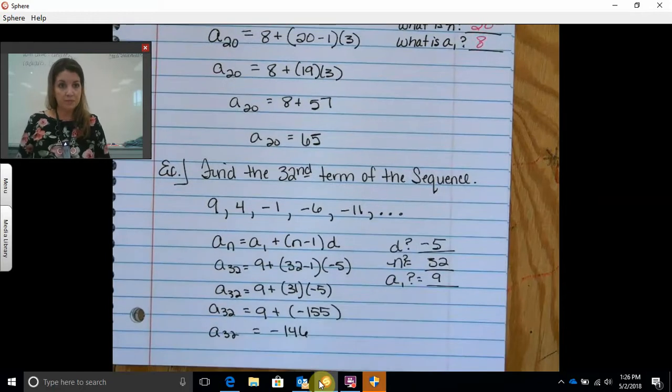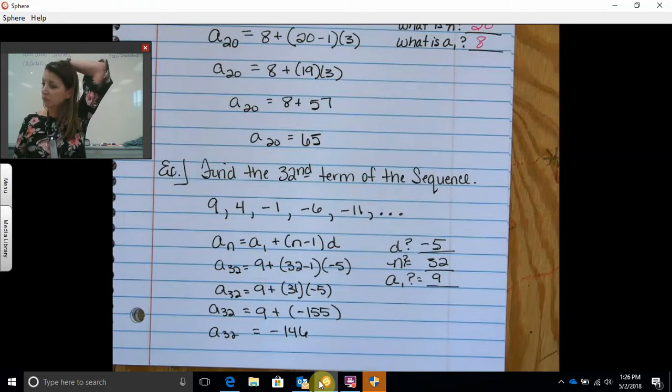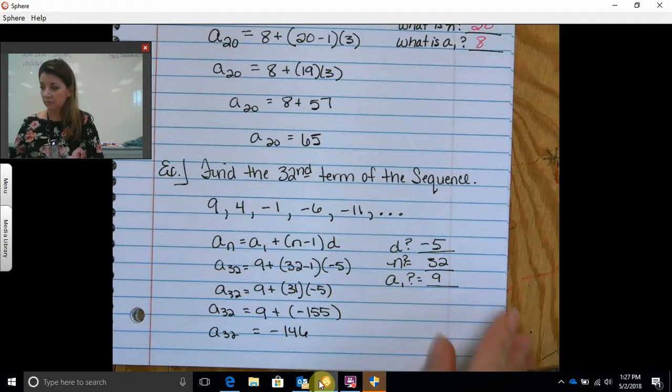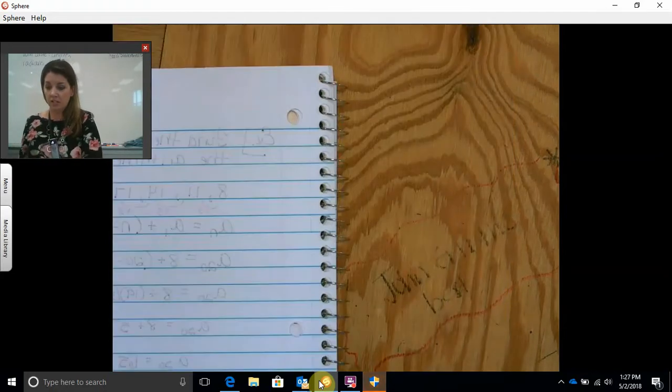Anybody have a question? Comment? Concern? Okay, let's do a word problem. On page 208. This is easy, right? Test on this all day long.